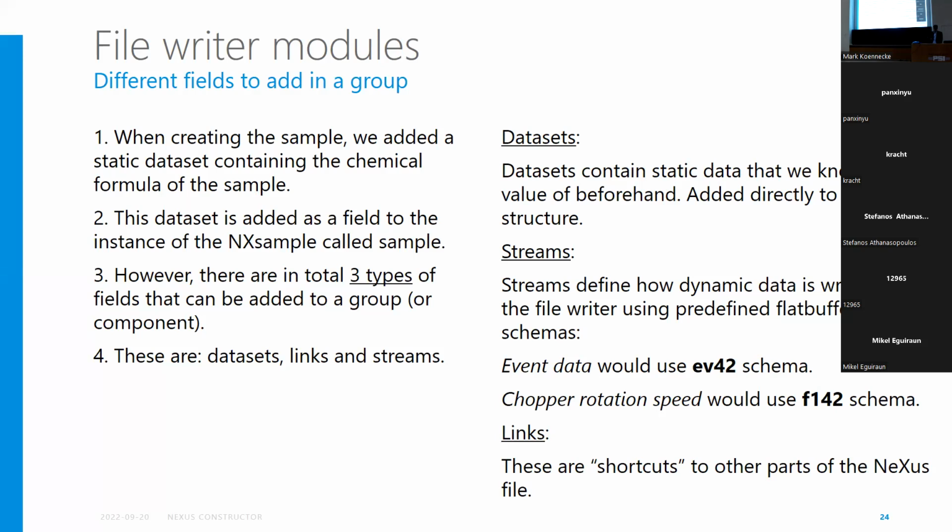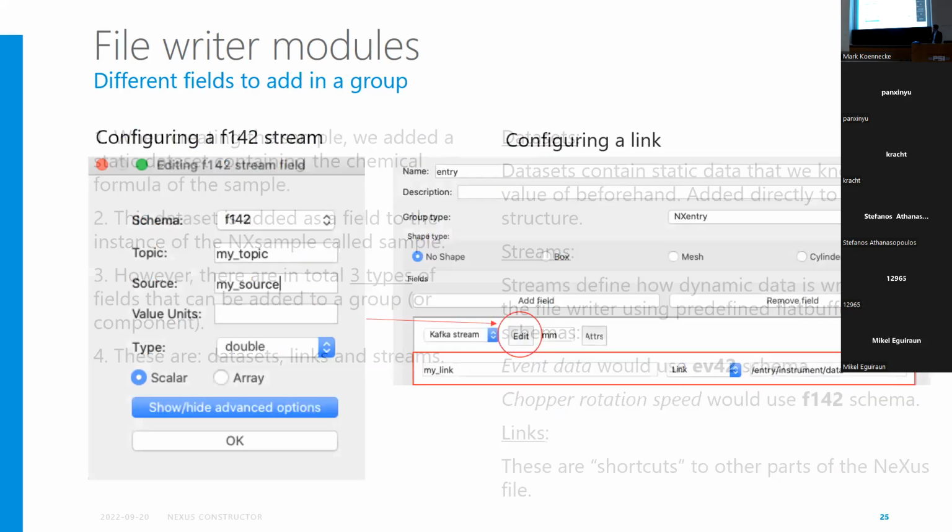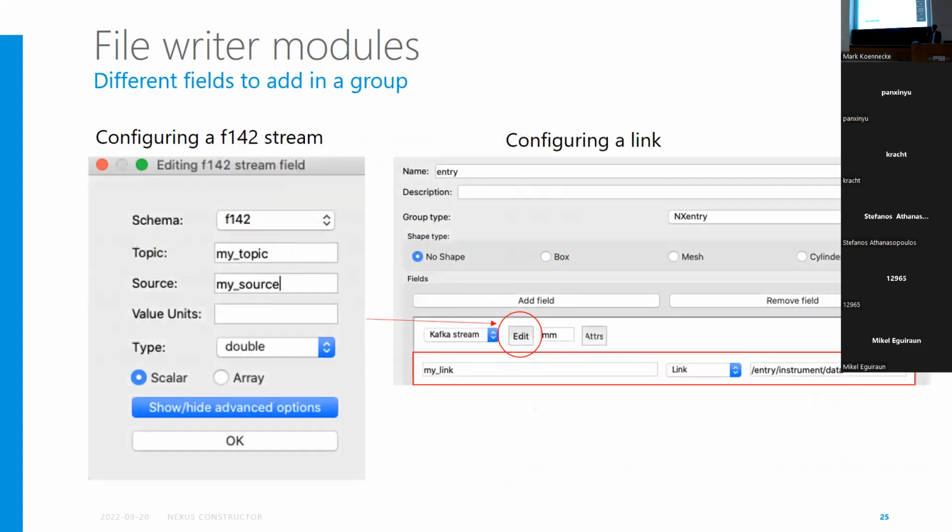And there are also links to different other parts of the Nexus structures. Links, according to the Nexus standard, are essentially a shortcut to other parts of the Nexus file, and that can be used to, for example, more easily retrieve essential data that you need quickly in the top layer of the structure of the Nexus file. And these are easily configurable.